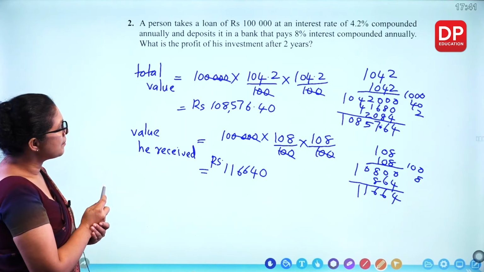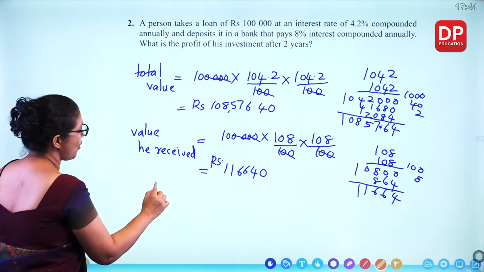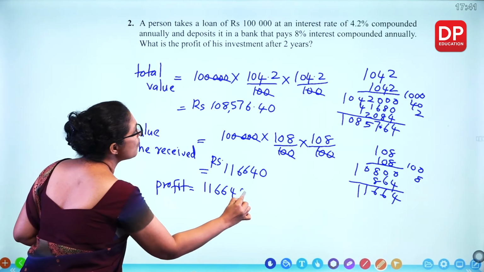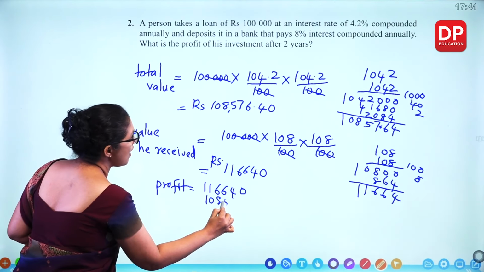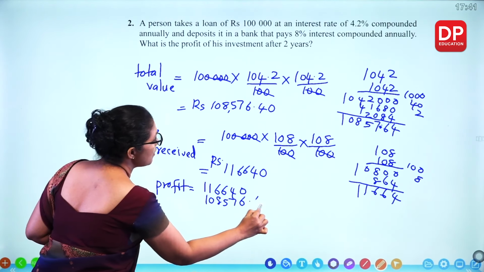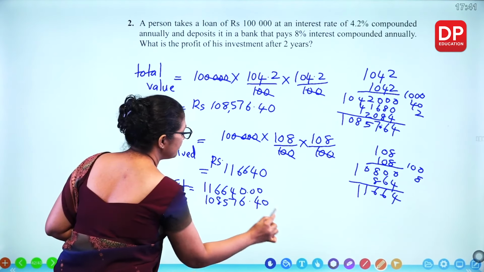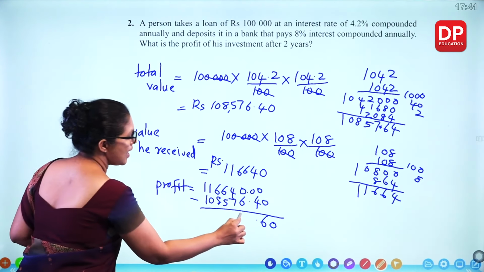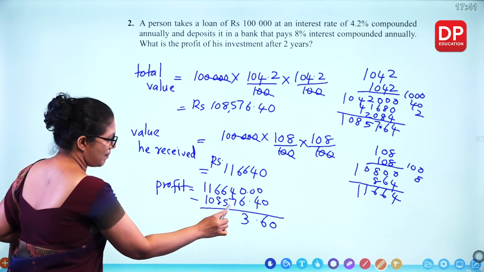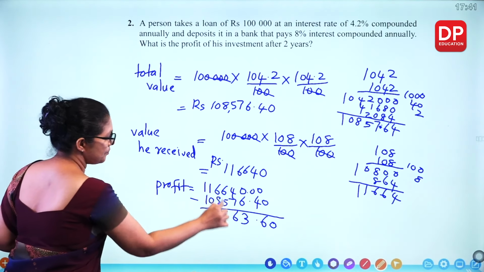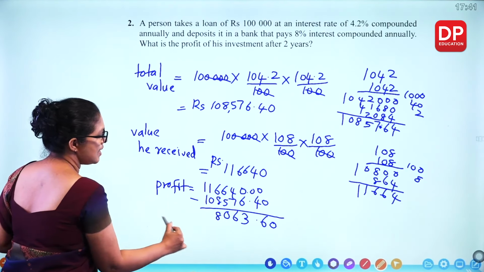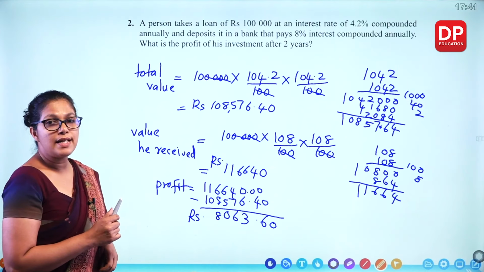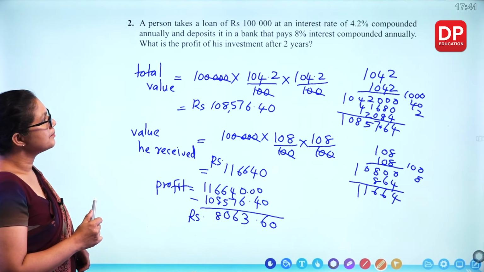So what's the profit? So profit is equal to 116,640 minus 108,576.40. Subtract. You get 60 here. This is 9, this is 3, 13 minus 7, 6. 0, 8, 16. So profit is 8,063 and 60 cents.